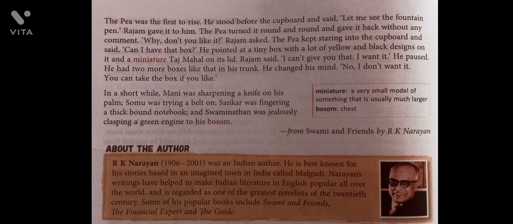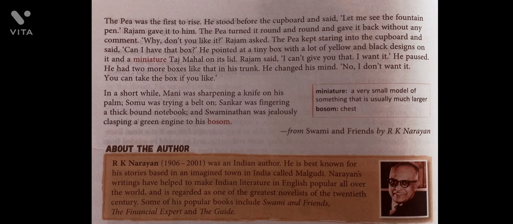I want it." He paused. He had 2 more boxes like that in his trunk. He changed his mind and then he said, "No, I don't want it. You can take the box if you like." In a short while, Mani was sharpening a knife on his palm. Somu was trying a belt on. Shankar was fingering a thick bond notebook, and Swaminathan was jealously clasping a green engine to his bosom. Bosom means chest. So here, the 6 of them together started a new journey of being friends again.